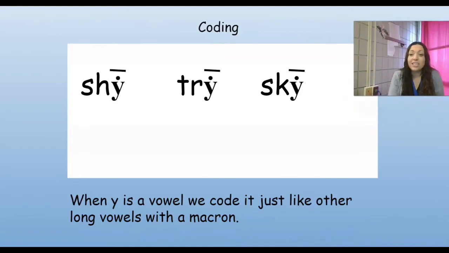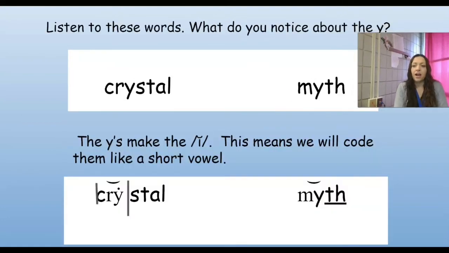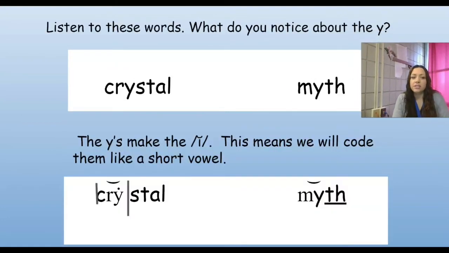So now the coding is going to be a little bit different than this, okay? When Y is a vowel, we code it like other long vowels with a macron. But what we do first is we add this little dot on it. So the dot's telling me this is going to be a vowel sound for Y. It's not going to say yeah. And then the macron is telling me it's going to make the long sound of I. So if it's a vowel Y, you've got the dot. And then if it's an I sound, we're going to make that macron for the long I, which we're going to practice more.